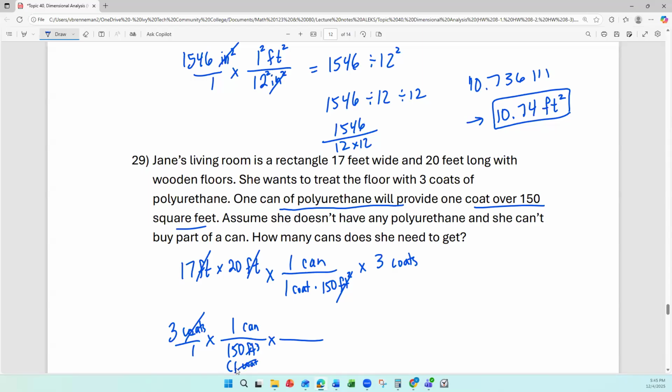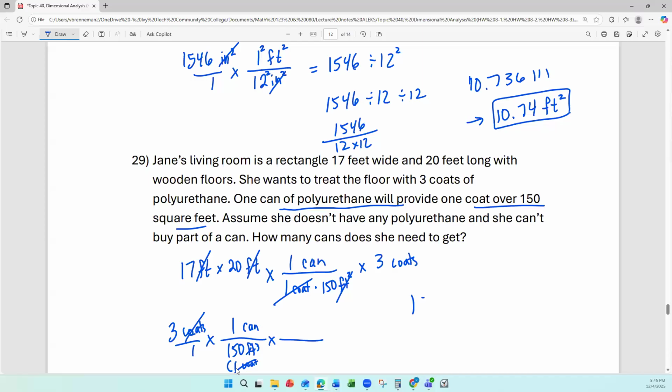Or you could just figure out just for 1 coat. So never mind the coats, set that aside. 1 can covers 150 square feet, and then say, but we want to do that 3 times over. Somewhere in there include the multiplying by 3.